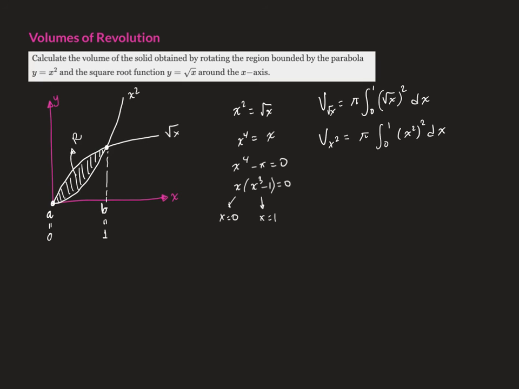Or if we join everything into one integral, we can consider it like pi integral from 0 to 1 of the upper function root x squared minus the bottom function x squared with respect to x. So doing that, we get that the integral is 3 over 10. So the total volume is 3 pi over 10.